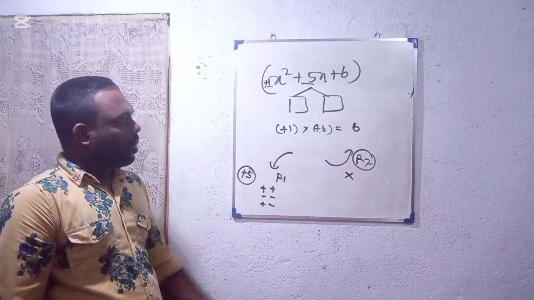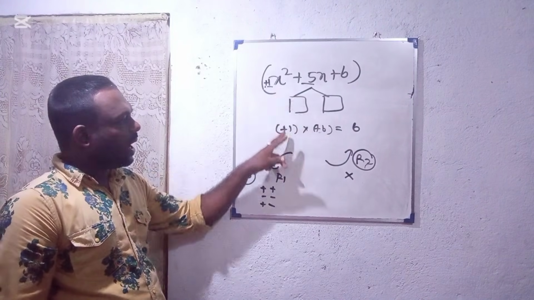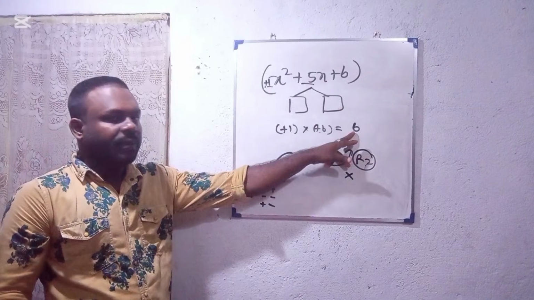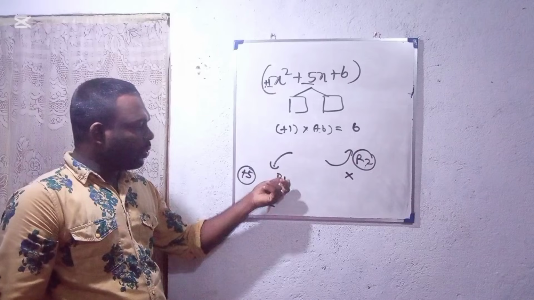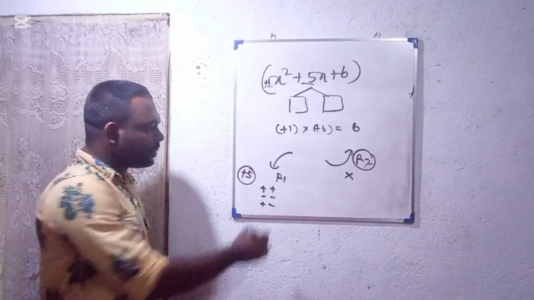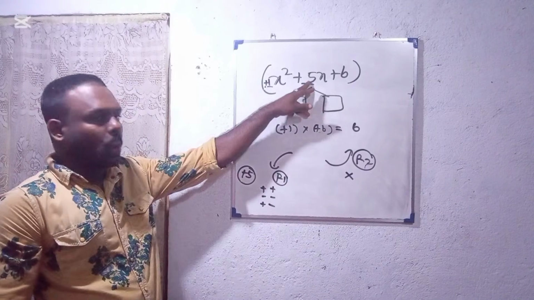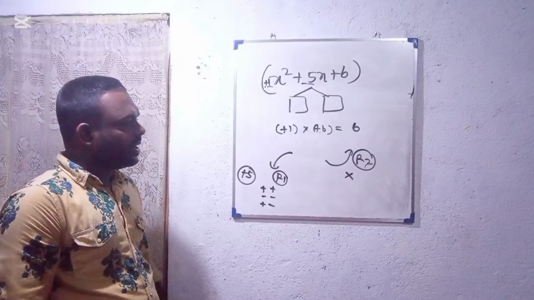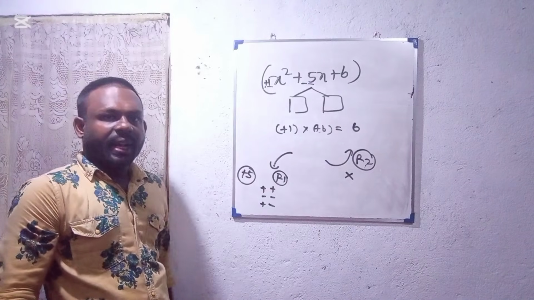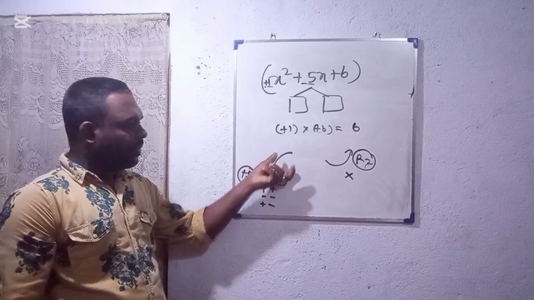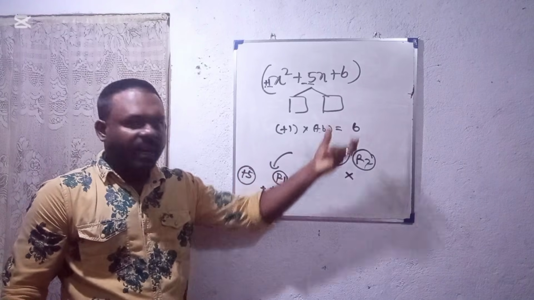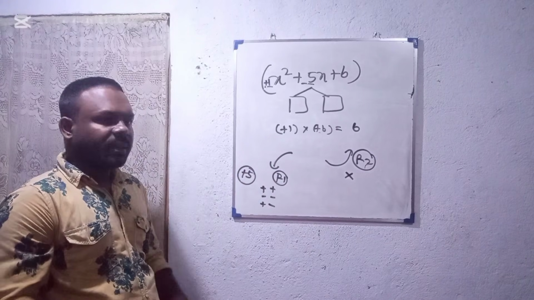Now, what is my first step? I get the product here, that is plus 6. Then check R1 for the middle coefficient. Then check R2. You have to follow this order: first R1, second R2. Then what is the next step?